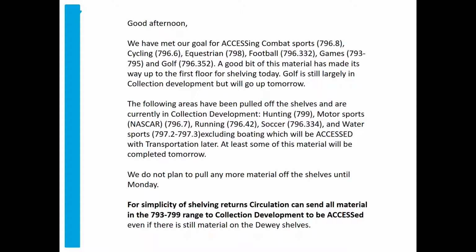At the end, we were getting really close to finishing up the 700s and decided that it just all needed to come to collection development so that we could sort it out for everybody. Yeah, we basically had carts of books just lined up, things that needed to be accessed, and we would just pull those carts as needed and access them. But we found, towards the end, that it was just easier to send it all our way.